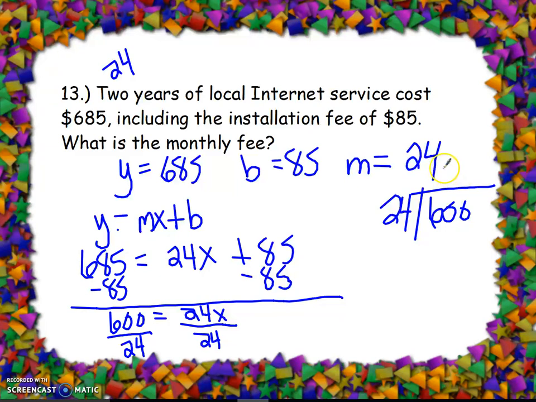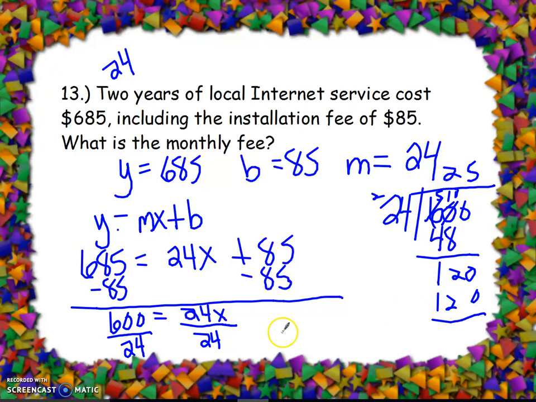2 times 2 times 4 is 8. 2 times 2 is 4. We're going to borrow. And we're going to go in there 5 times. 5 times 4 is 20. 5 times 2 is 10, plus 2 is 12. So we're looking at $25 per month.